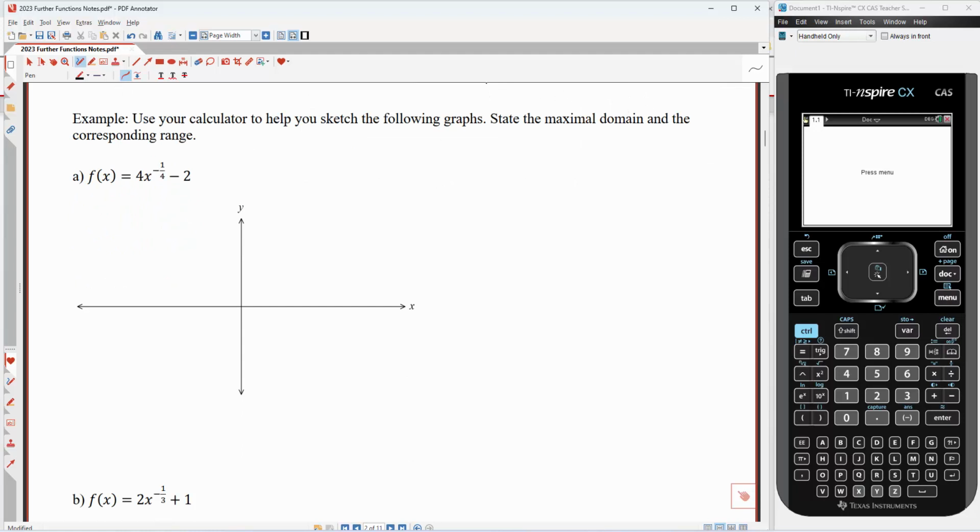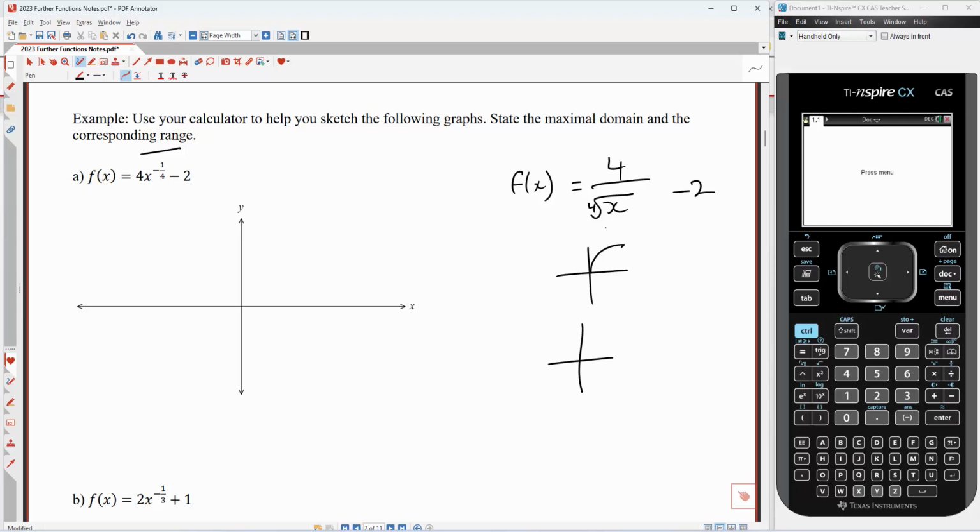Alright, use your calculator to help you sketch the following graph, state the maximal domain and corresponding range. Let's try to actually not use the calculator for it, and what we'll do is rewrite it as 4 over the fourth root of x, take away 2. What this is going to be is the fourth root function, which then becomes a hyperbola, and then it's taken down 2 units. So the fourth root function is going to look like this.